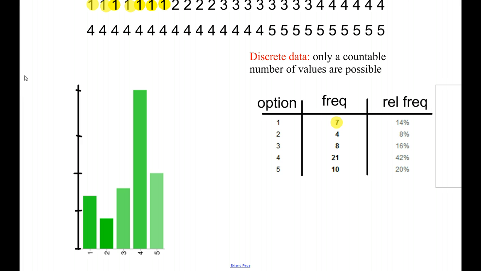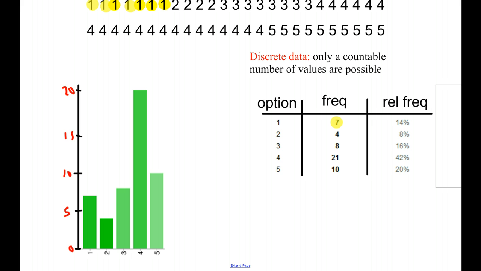We would label our frequency on the side, again, just like we did before. So our highest frequency is 21, so we do 5, 10, 15, 20, and you would write in these numbers here. And then you always have to make sure you label your axes and you label your graph overall.